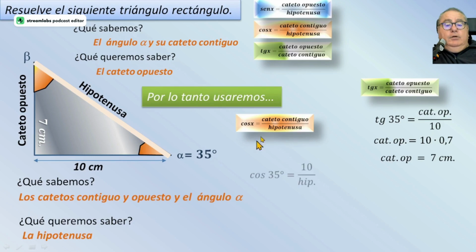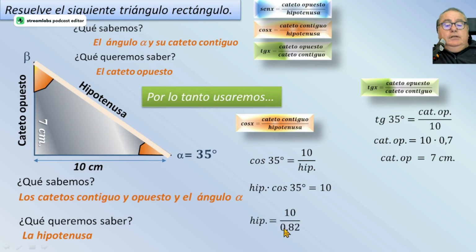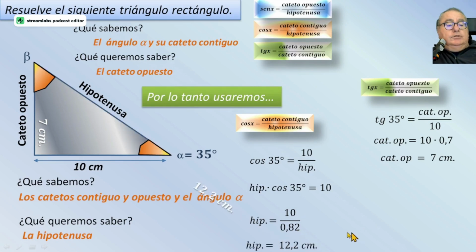The cosine of 35 equals the adjacent leg, which measures 10, divided by the hypotenuse, which is what we don't know. Solving for the hypotenuse, as it is dividing it would pass multiplying, leaving hypotenuse times the cosine of 35 equal to 10. So the hypotenuse is 10 divided by the cosine of 35, which with the calculator, rounded to the nearest hundredth, is 0.82. That gives us approximately 12, and that is the length of the hypotenuse that we did not know.